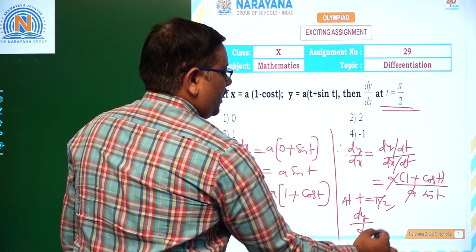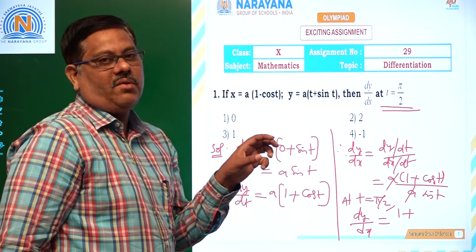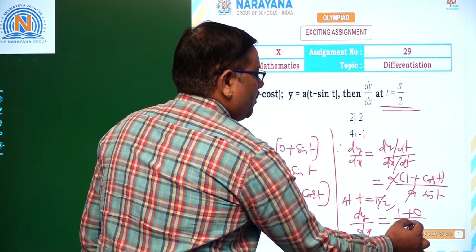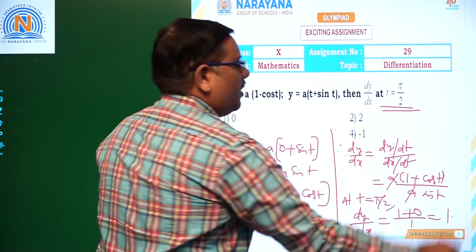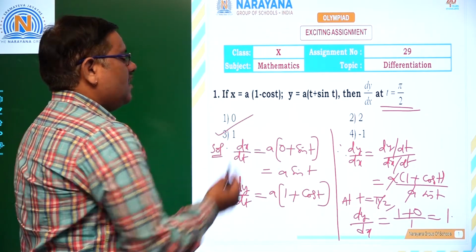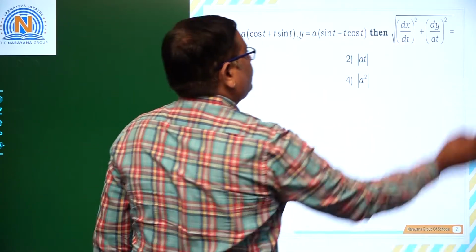That is the question. So that is nothing but 1 plus cos t, where we have to put the value pi by 2. So cos pi by 2 is 0. 1 plus 0 upon sin pi by 2, which is 1. So the answer is 1 by 1, that is 1. So 1 is the answer for this question. That is nothing but the third option, that is the right answer. Fine. Let us see the next question.